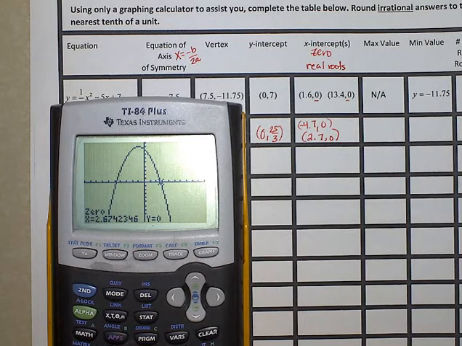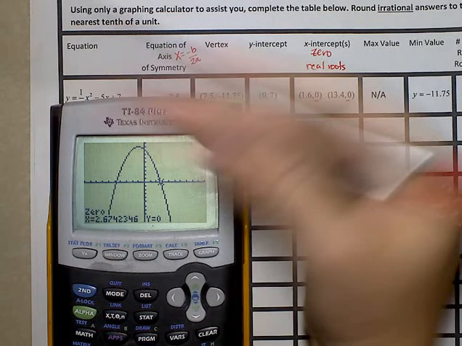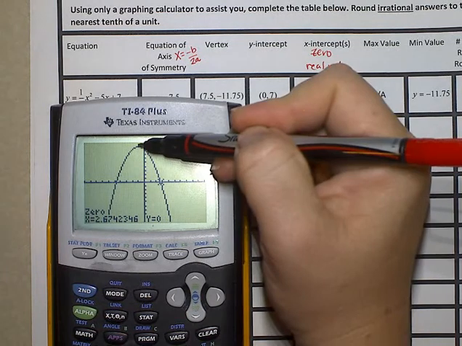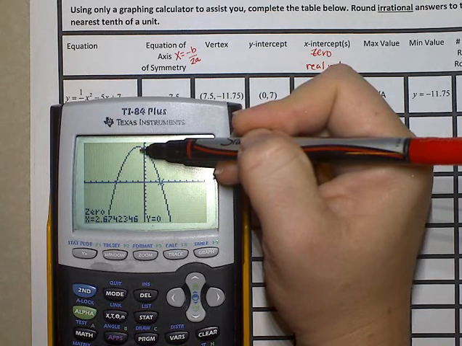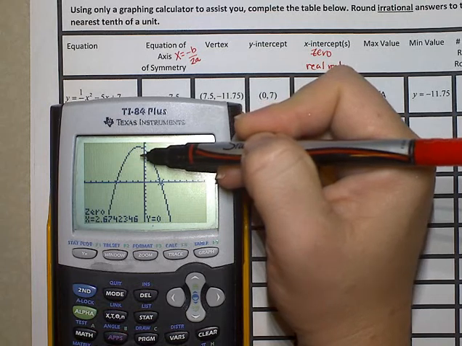Does this particular parabola happen to have a maximum or a minimum value? Okay, put your pen or your pencil on top here. Do you consider this to be the very highest point of the graph or the very lowest? Highest, so it's a maximum value.